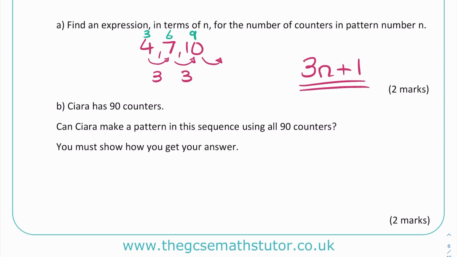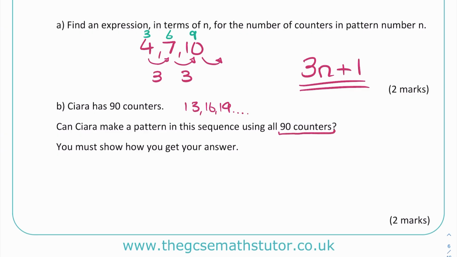So after 10, we'd have 13, 16, 19, and we'd just have to keep going and see if we hit 90. It'd be a very, very slow method, but if you were really unsure about this, that'd be your fail-safe method if you had a few minutes left at the end of the exam. But here we go, we want to find out a quick mathematical way of finding the 90 counters.